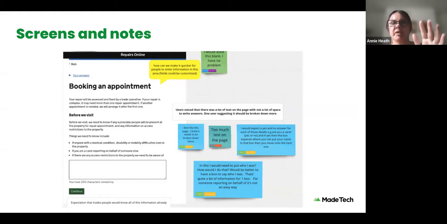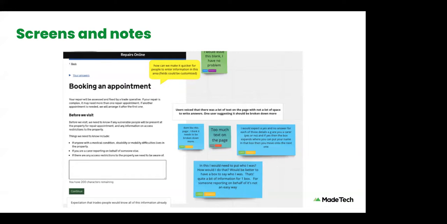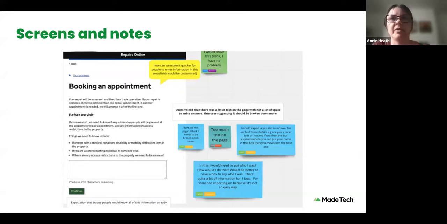So the booking and appointment screen, we had some useful feedback about the text on the page, that there was too much text and that you could turn it into yes/no questions to guide them through. So where it says, before we visit, we need to know if any vulnerable people will be present at the property for the repair appointment, and any information on access restrictions. And what we need to know includes, this is where we could turn it into yes/no questions about if you have a medical condition, disability, or mobility difficulties, if you are a carer, or are there any access restrictions. So that was really useful. There was just too much blurb, people weren't really reading it.